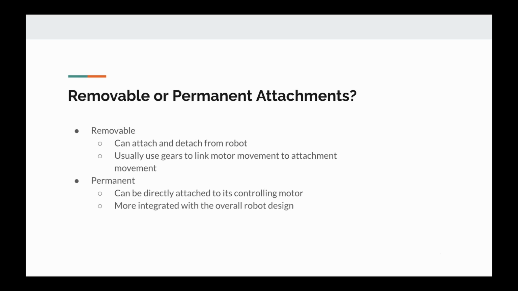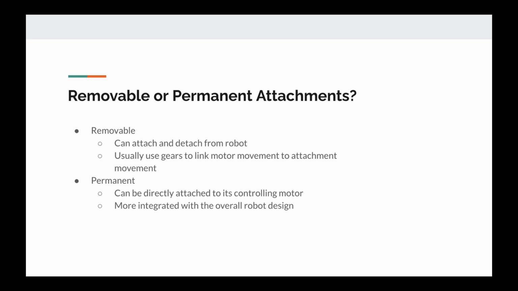Lastly, there's a difference between removable and permanent attachments. So if you have a removable attachment, then the attachment itself can attach and detach from the robot. And usually in order to do this, you use gears to link the motor movement to the attachment movement in the case of active attachments. Or if you have a passive attachment that you want as a removable attachment, then you can secure it with rods or looser pins instead of using the black pins, which permanently attach two things together.